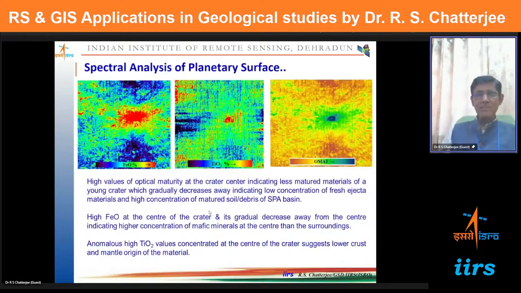Then there is another application, planetary exploration. What is the mineral composition of the planetary surface, like the Moon or Mars? What is the morphology of the surface, and what is its relative age? You can do different kinds of applications from remote sensing images, like iron oxide percentage, TiO2 (titanium oxide), and ilmenite percentage. In and around a crater, you can get the composition, and you can also tell whether the crater is fresh or old.